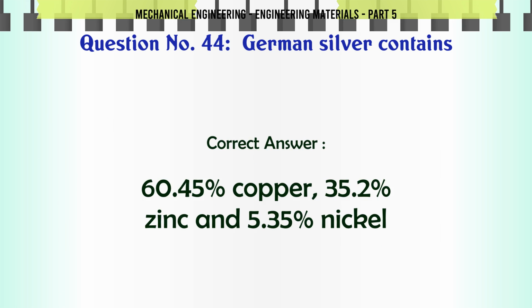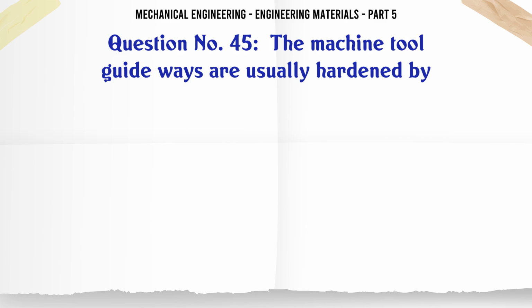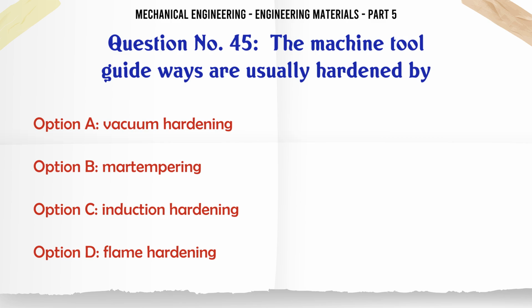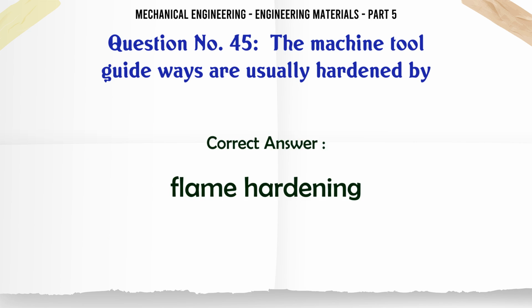The correct answer is 60.45 copper, 35.2 zinc and 5.35 nickel. The machine tool guideways are usually hardened by: A. vacuum hardening. B. tempering. C. induction hardening. D. flame hardening. The correct answer is flame hardening.